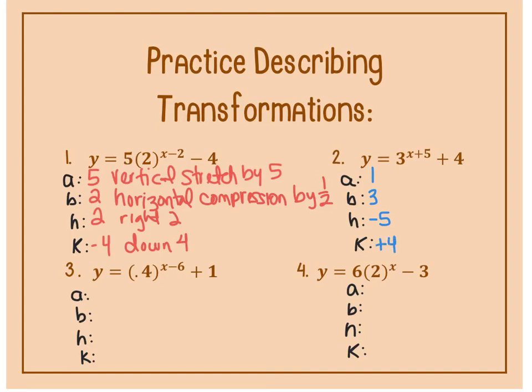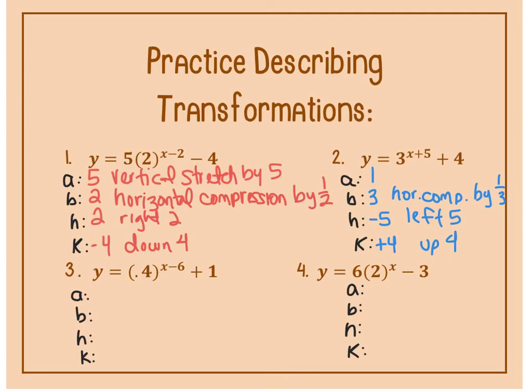So A being 1, that doesn't do anything to the graph. Okay, it's not going to move the graph, it's just A is 1. B is 3 means that it is a horizontal compression, and we're going to take the reciprocal. If H is a -5, that means H caused the graph to go left 5. And if K is a +4, the graph went up 4.